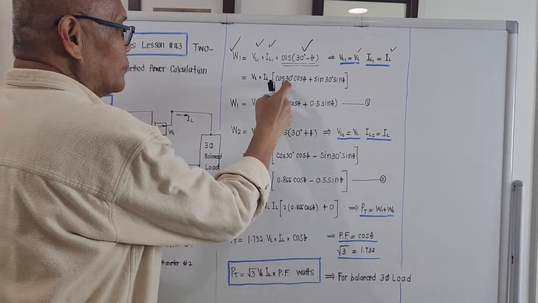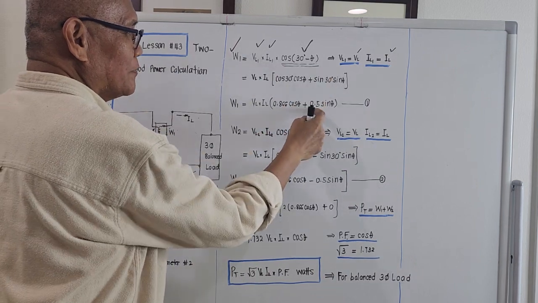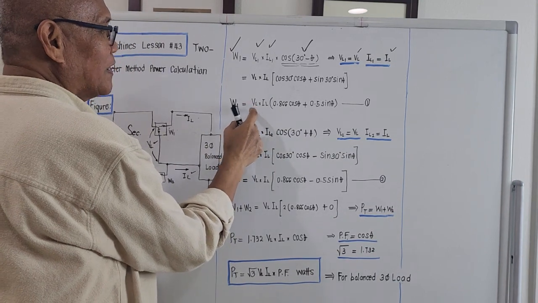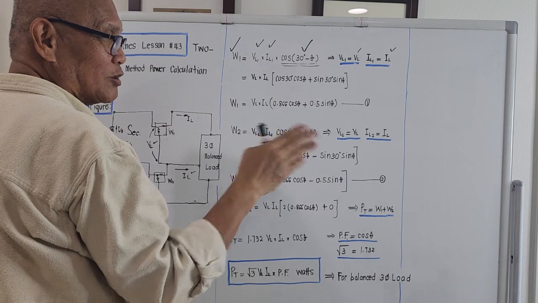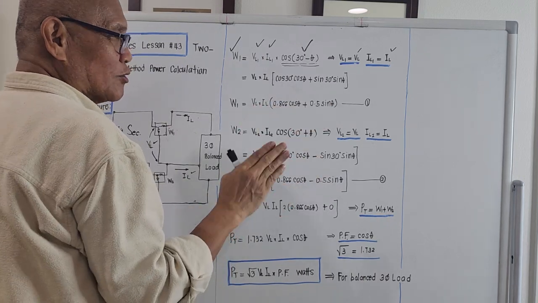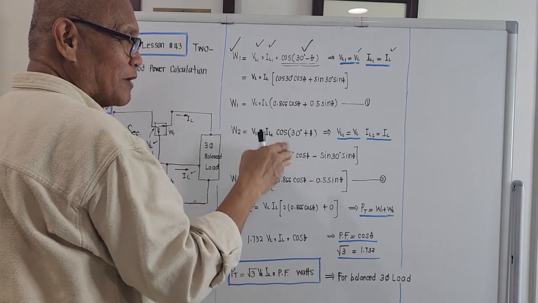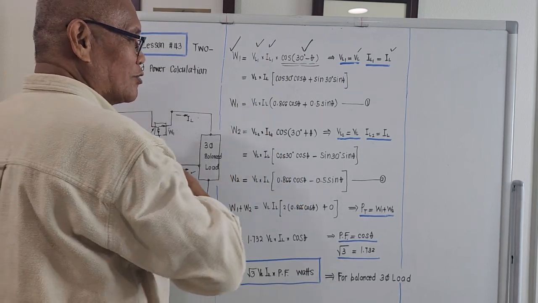Right? Cosine of 30 degrees is 0.866 cosine of theta. Sine of 30 is 0.5 sine of theta, close quantity. This is multiplied by VL and IL without the subscript 1 and 2 already, because 1 and 2 are actually the same. So if we see line-to-line voltage, it will be equal to VL1, VL2, VL3, or just simply VL. We call this equation number 1.